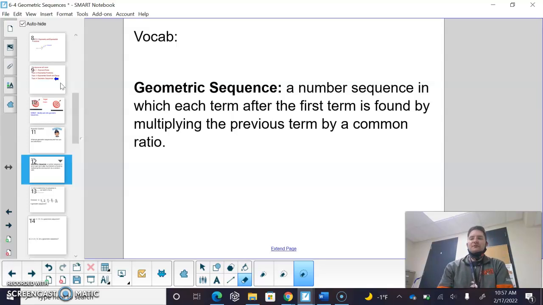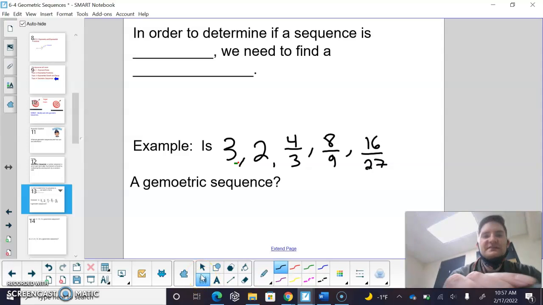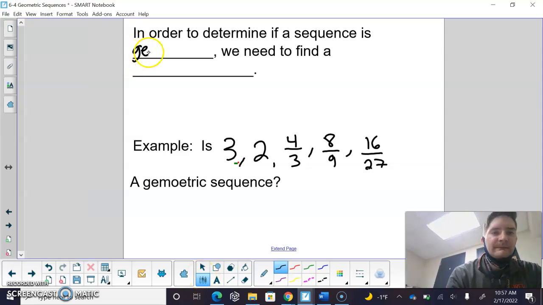So the important vocab term for this unit is geometric sequence, which is a number sequence in which each term after the first term is found by multiplying the previous term by a common ratio. That's the important vocab that we need to know for this topic. Now, in order to determine if a sequence is geometric, we need to find a common ratio.